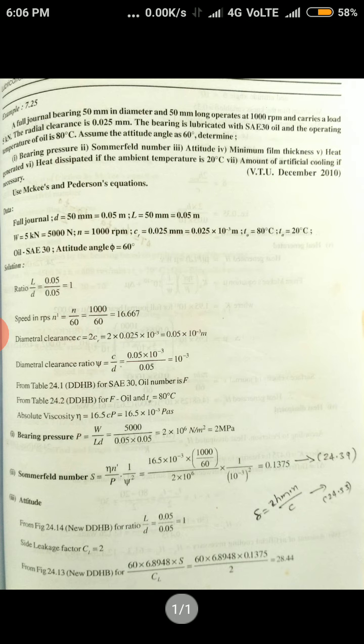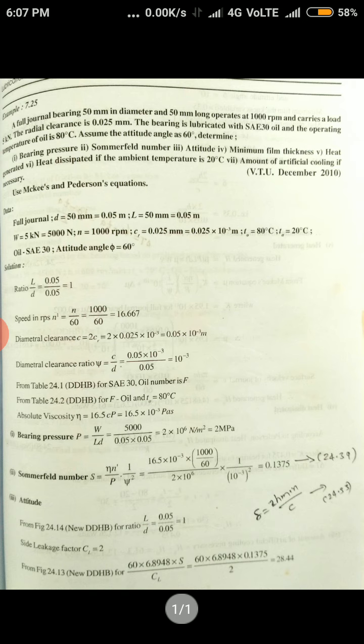Assume attitude angle 60 degrees. Determine bearing pressure, Sommerfeld number, attitude, that is epsilon, minimum film thickness h minimum, heat generated Hg, heat dissipated Hd. If the ambient temperature Ta equal to 20 degrees Celsius, determine the amount of artificial cooling if necessary. We have to comment based on the values of Hg and Hd whether artificial cooling is required or not. Okay, so these are the data given.